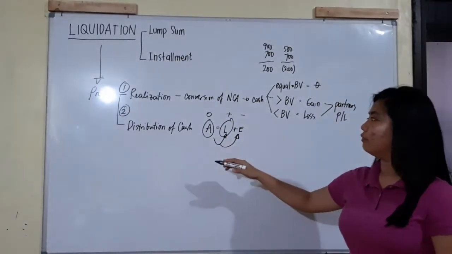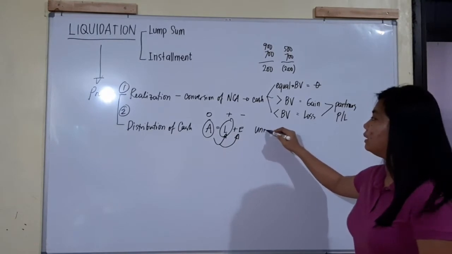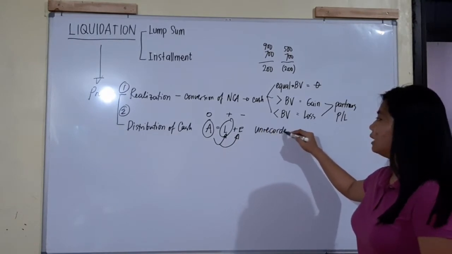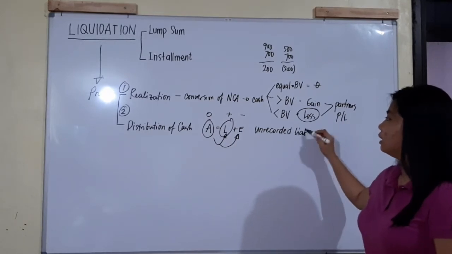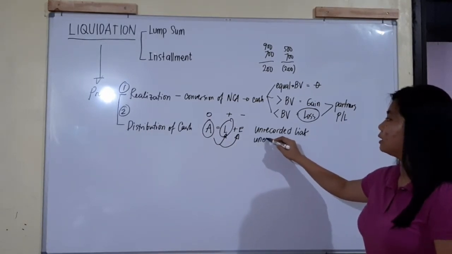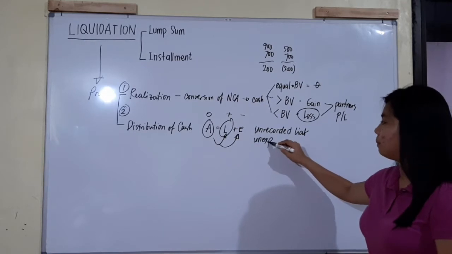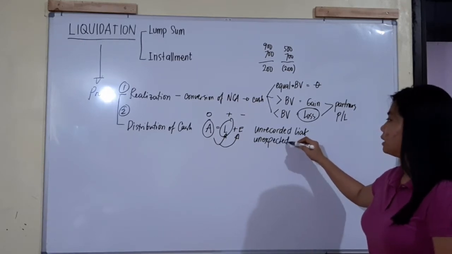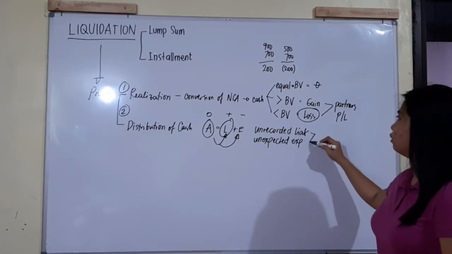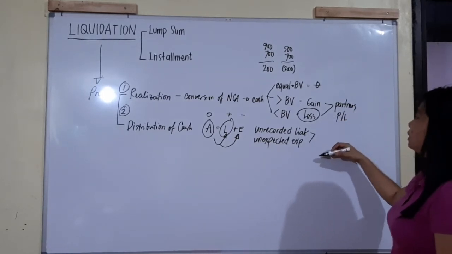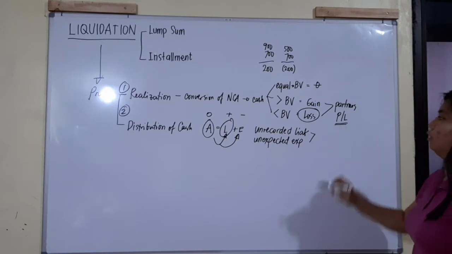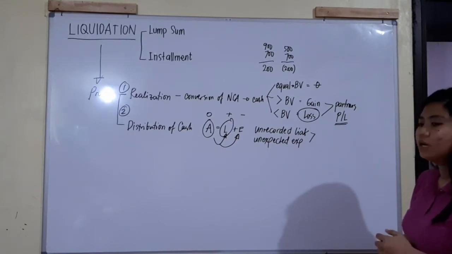Ibig sabihin, if there are unrecorded liabilities, aside from loss, okay? Unrecorded liabilities, and we have unexpected expenses, or unanticipated expenses, so ito rin ay kinoclose din natin sa ating partner's capital account using their profit and loss ratio. Okay?